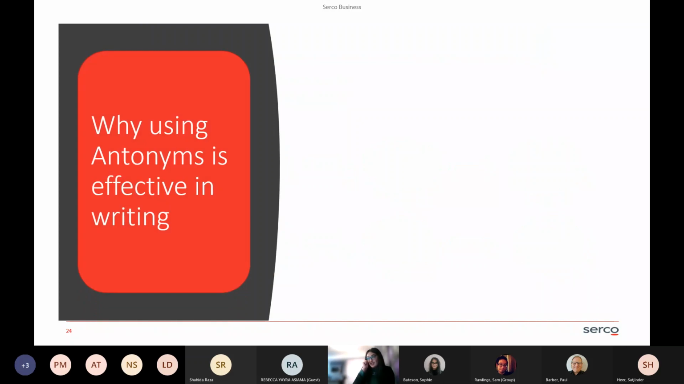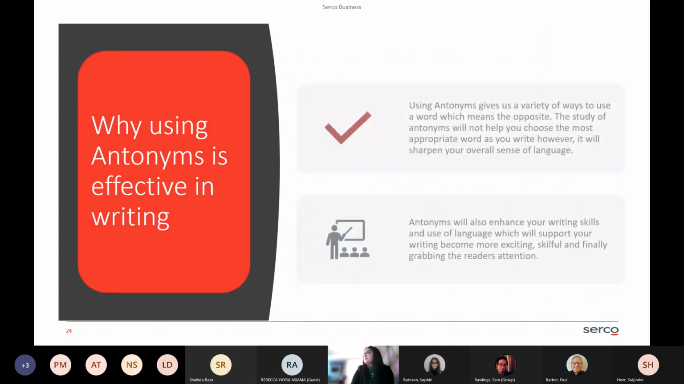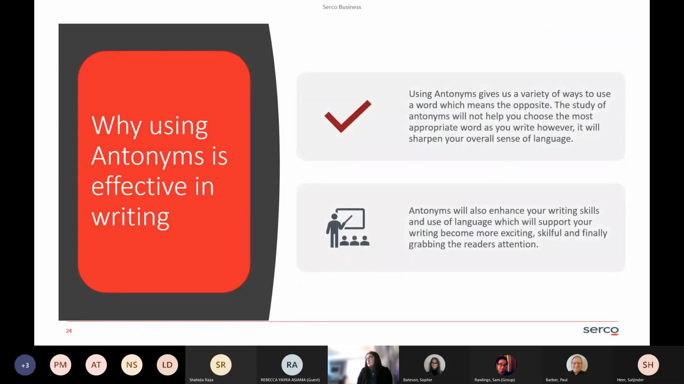So why is using antonyms effective in writing? Using antonyms gives us a variety of ways to use a word which means the opposite. The study of antonyms will help you choose the most appropriate word as you write. However, it will sharpen your overall sense of language.